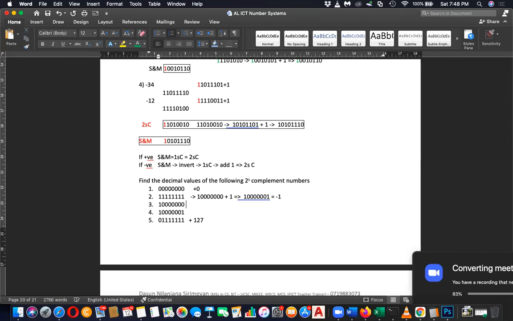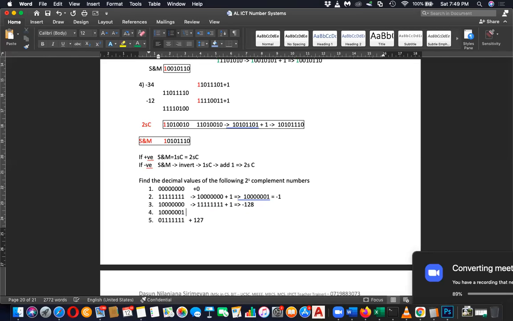Then this one, invert. 1, 1, 1, 1, 1, 1, 1, 1. Add 1. Then if all ones, it is 127. 127 plus 1 is 128. This is minus 128.